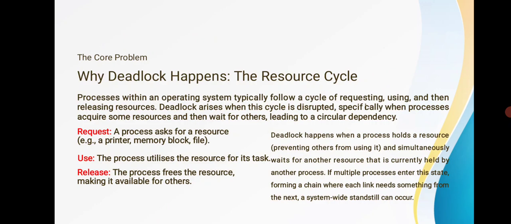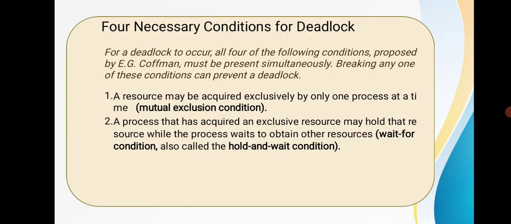Then the third condition, the no preemption condition. Once a process has obtained a resource, the system cannot remove it from the process's control until the process has finished using the resource. If we remove the resource forcibly, that is called preemption. Then the fourth one: two or more processes are locked in a circular chain in which each process is waiting for one or more resources that the next process in the chain is holding. This is called the circular wait condition.